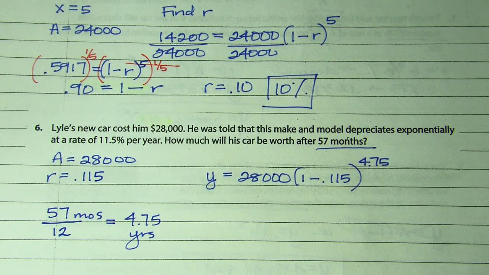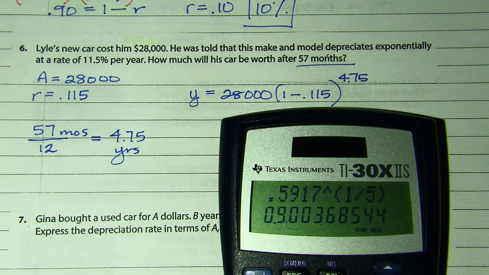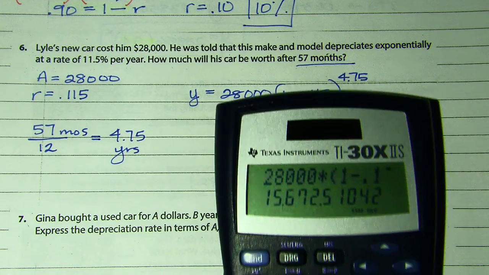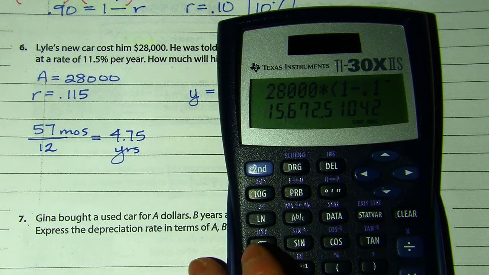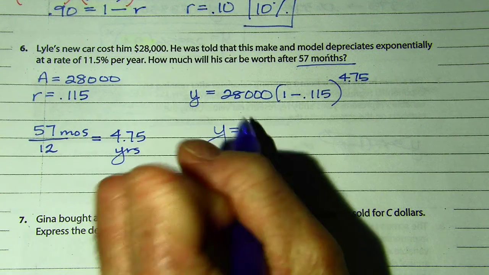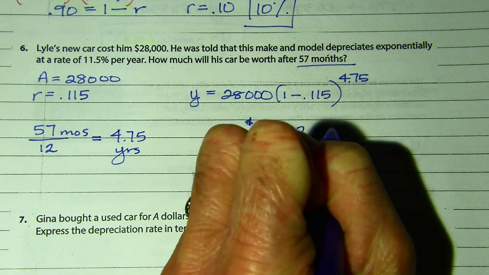So I'm simply going to enter what is on the right. Let me move that up. 28,000 times, I'm going to put this in parentheses, 1 minus 0.115 to the 4.75. And I get $15,672.51. I'm going to use a dollar sign because this represents the worth of the car.